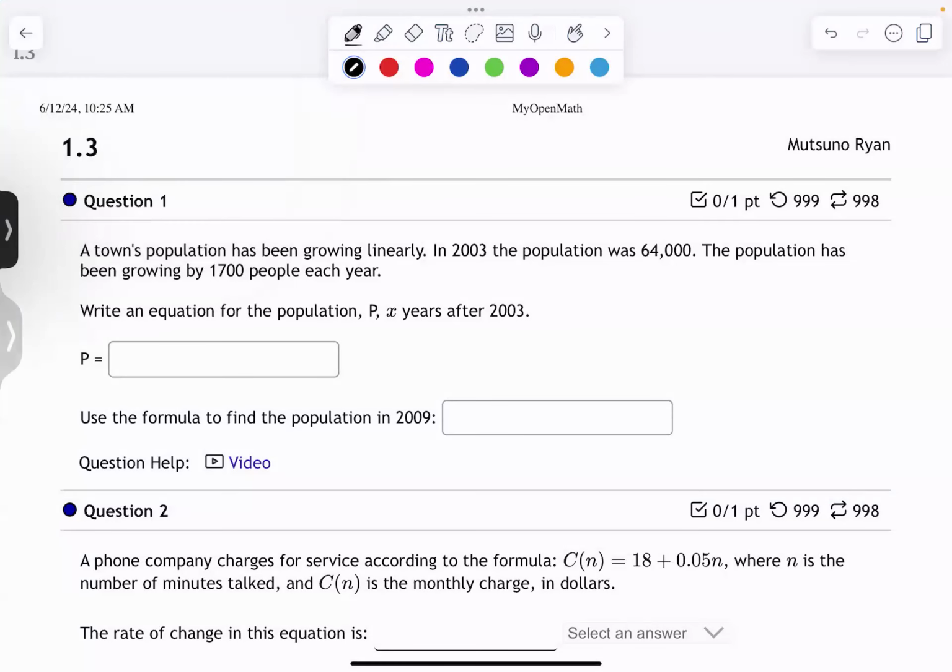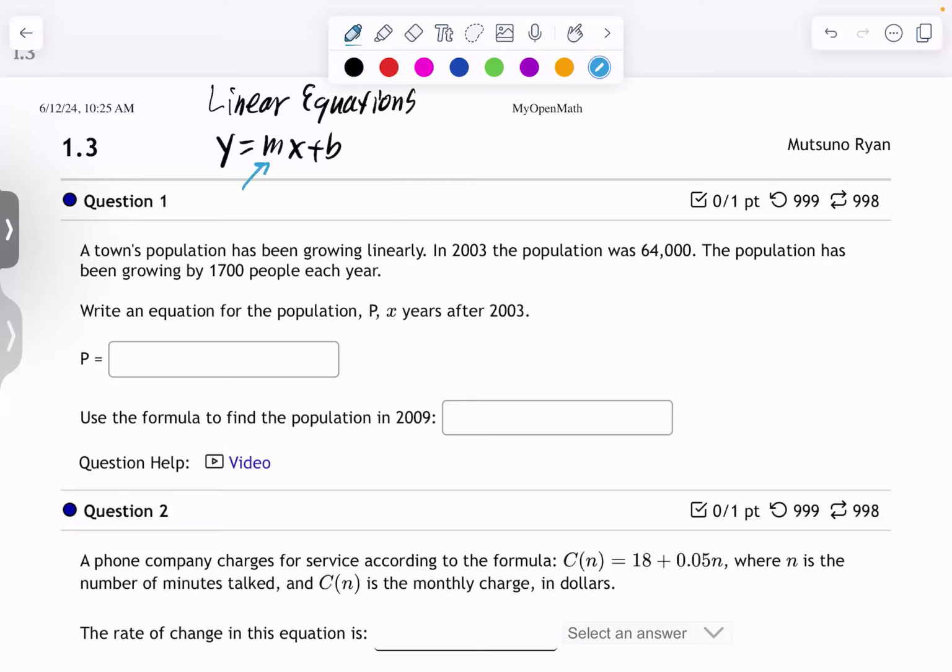Hey everybody, welcome back. We are doing section 1.3 in this video for business calculus, and we're going to be dealing with linear equations today. Specifically, linear equations that are of the form y equals mx plus b. I'd like to point out that the m in this case is the slope, and the b in this case is the y-intercept, meaning that's when x equals 0.